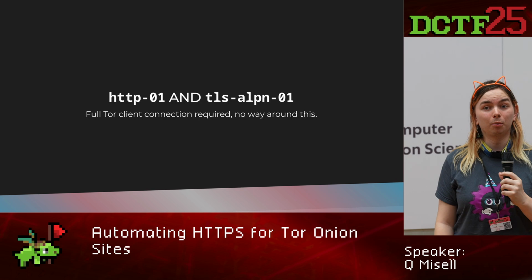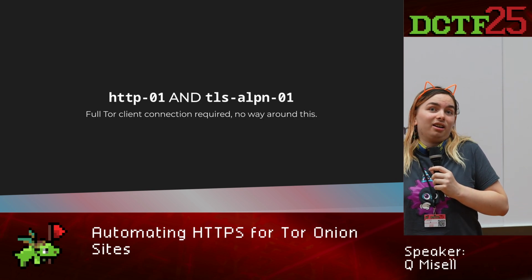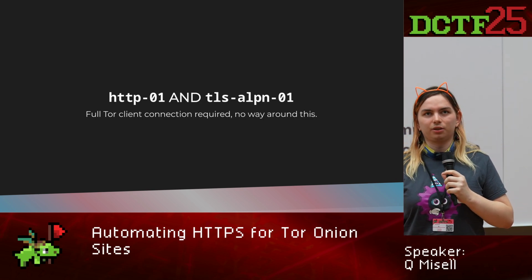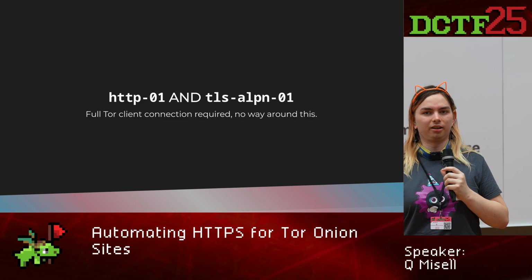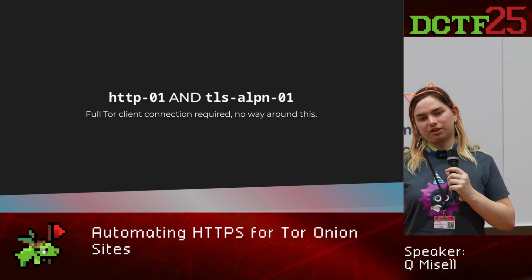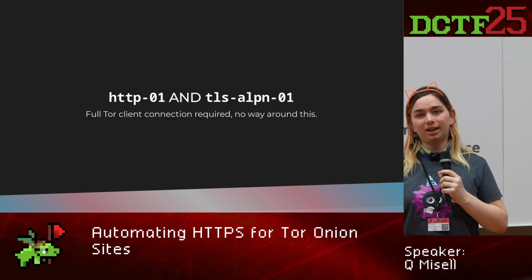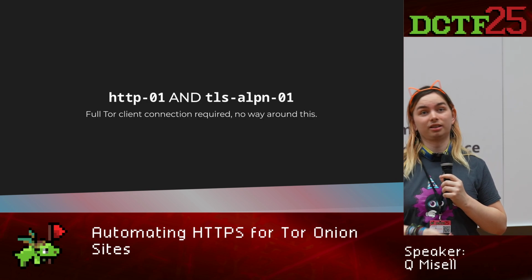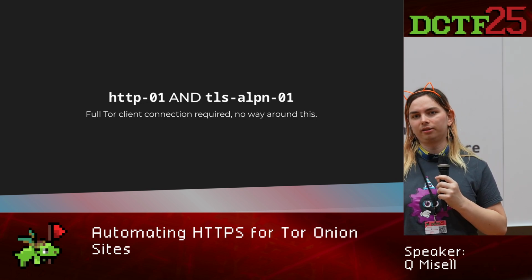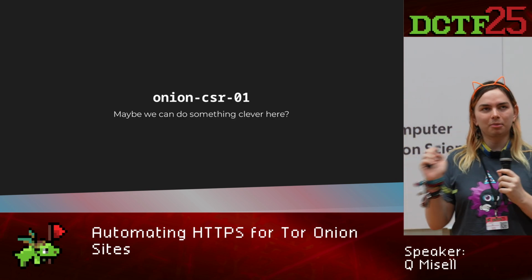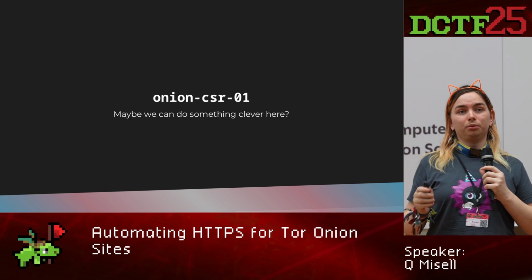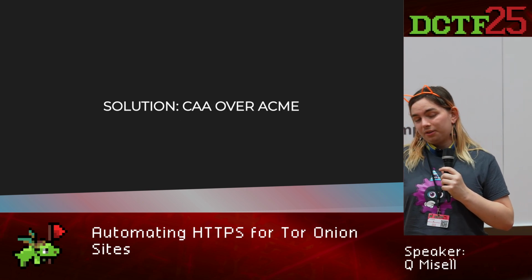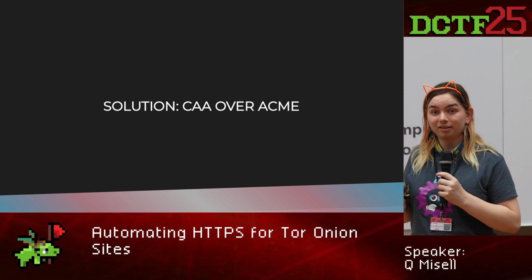So for HTTP-01 and TLS-ALPN-01, there's unfortunately no way around this. If you want to check a HTTP request to just check that this magic file has been put there, then you have to make a full Tor connection. There's no way around this. But with Onion CSR-01, we can be a bit clever. So we can just put the CAA over ACME.